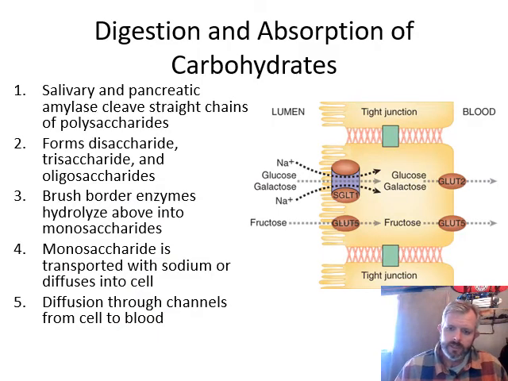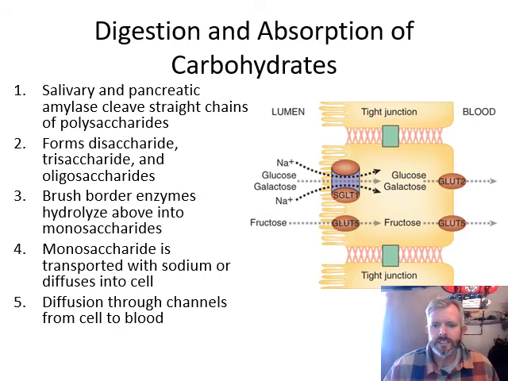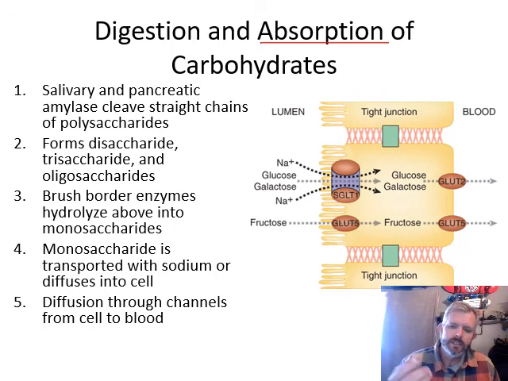So we've fully looked at the process of digestion and how we get down to these individual molecules. Now let's look at actual absorption. For carbohydrates, we have to get the molecules down to the monomers, the individual molecules. So we get them down to glucose, galactose, or fructose. And you can see the movement.